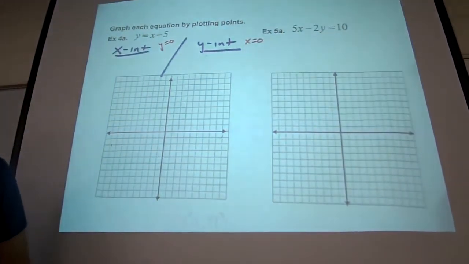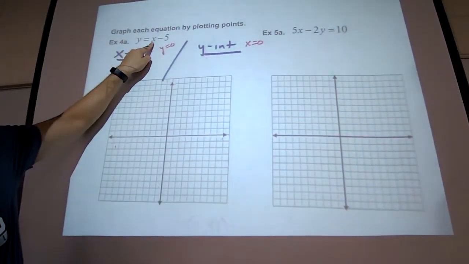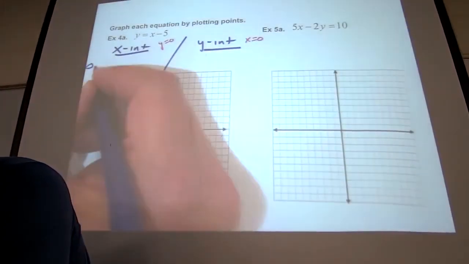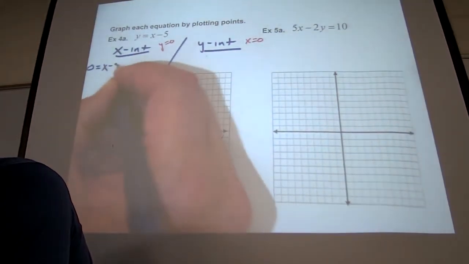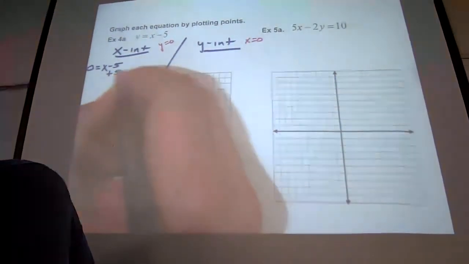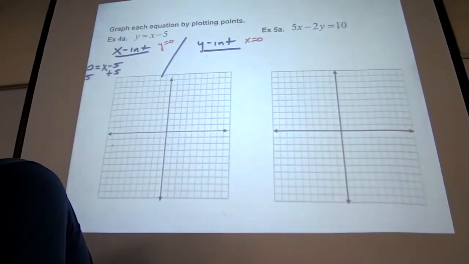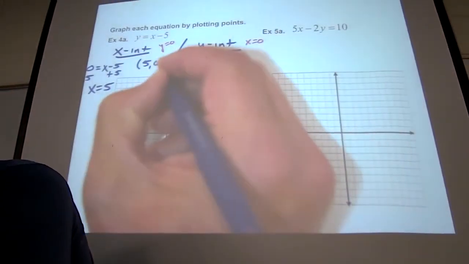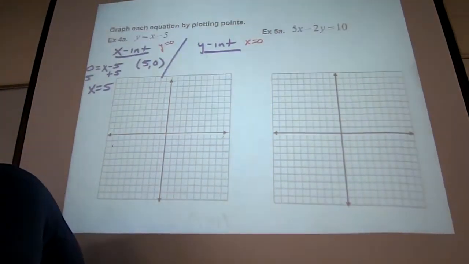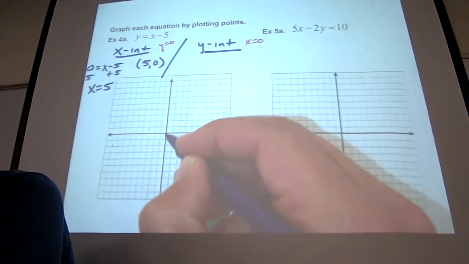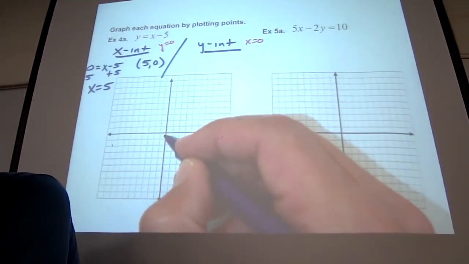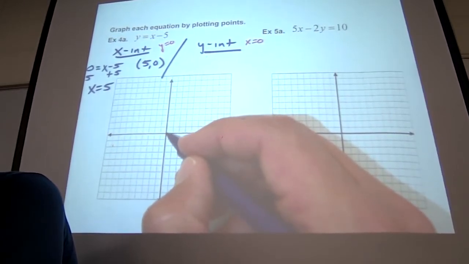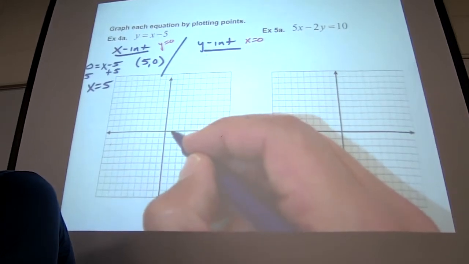You plug those in. You guys can look, I have y equals x minus 5. I'm going to go ahead and plug in 0 for y. So I get 0 equals x minus 5. And I'm going to add the 5 over. So I get x equals 5. So I would have 5, 0. Okay? So I want to graph 5, 0. Which way do I go? Up, down, left, or right? Shout it out. 5, 0. Right. To the right, to the right, to the right.